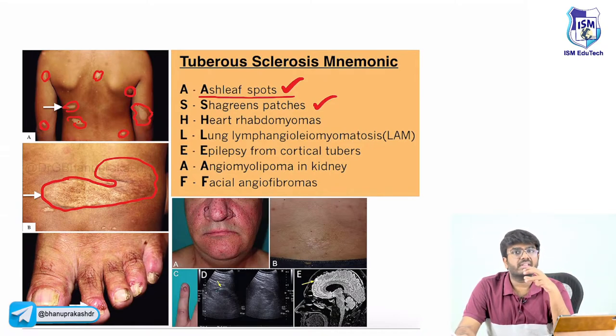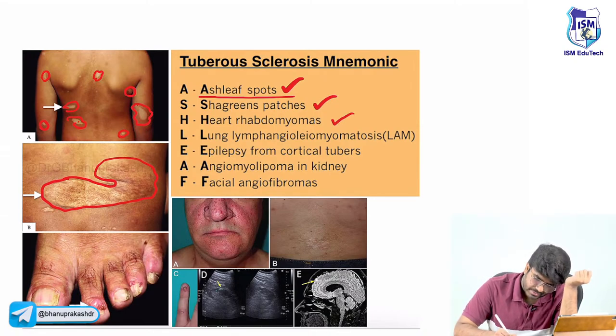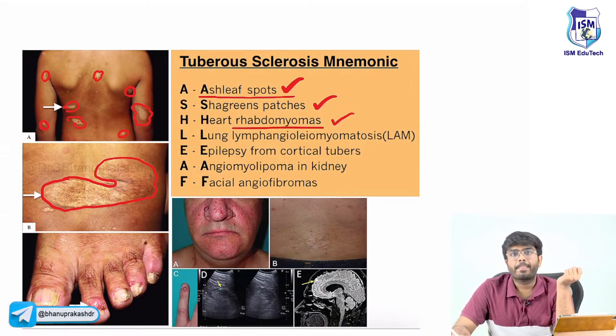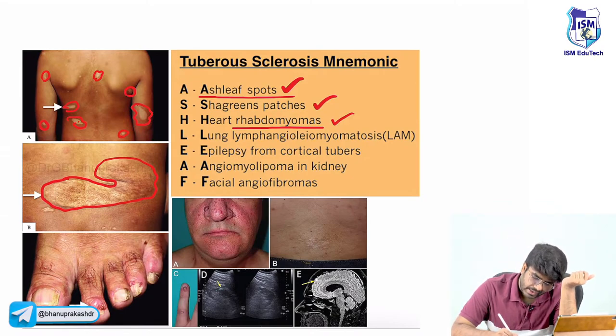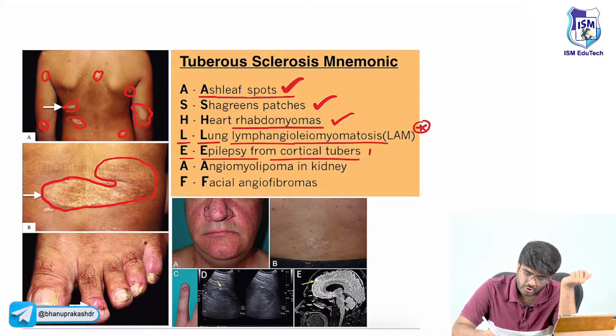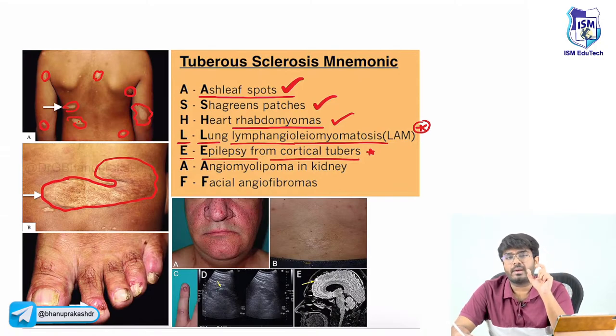Whenever the patient has a TSC1 or TSC2 gene mutation, they get tuberous sclerosis, with cardiac involvement, that's the rhabdomyomas, tumors of the heart. In the lungs, L stands for lung, lymphangioleiomyomatosis. And E for epilepsy, because of cortical tubers. In the cortex also these tubers will come. The tubers are nothing but tumor-like growths.